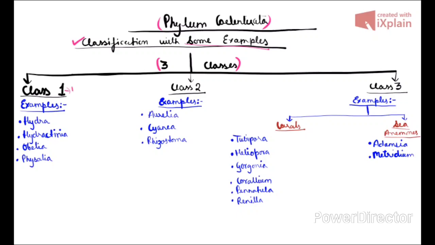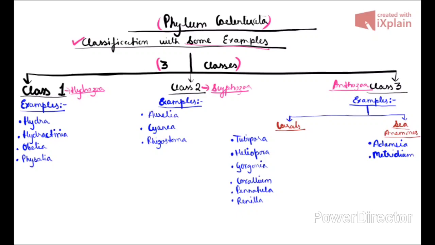Class 1 is Hydrozoa. Class 2 is Scyphozoa. And class 3 is Anthozoa. So these are the three classes. Class 1 is Hydrozoa, class 2 is Scyphozoa, and class 3 is Anthozoa. Now let us see some examples of these classes.